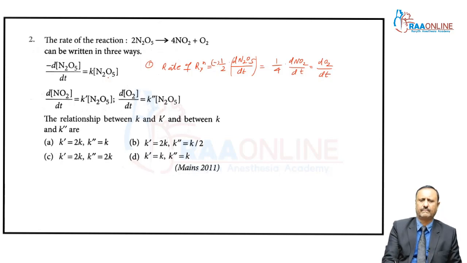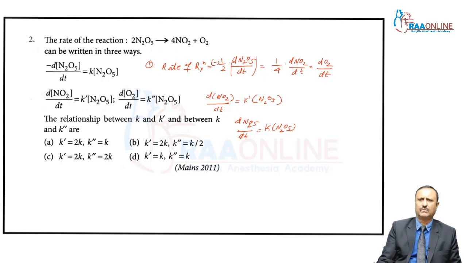This is the K[N2O5]. Now my dear students, we can put here 1/4 d[NO2]/dt. Here when we put the relationship between K and K dash, we can see here d[NO2]/dt equals K dash [N2O5], and d[N2O5]/dt equals K[N2O5]. So my dear students, here this equals K[N2O5].